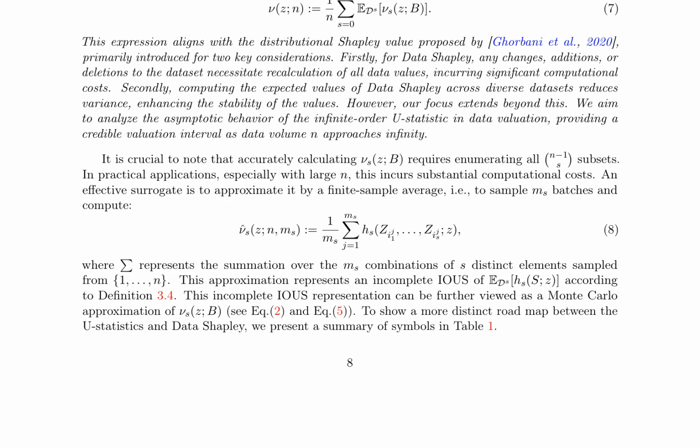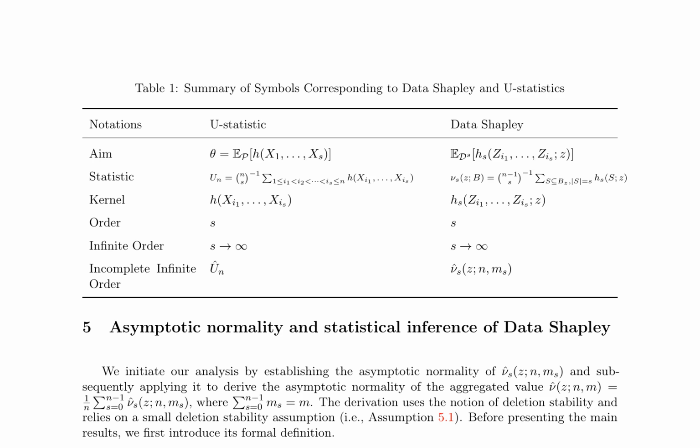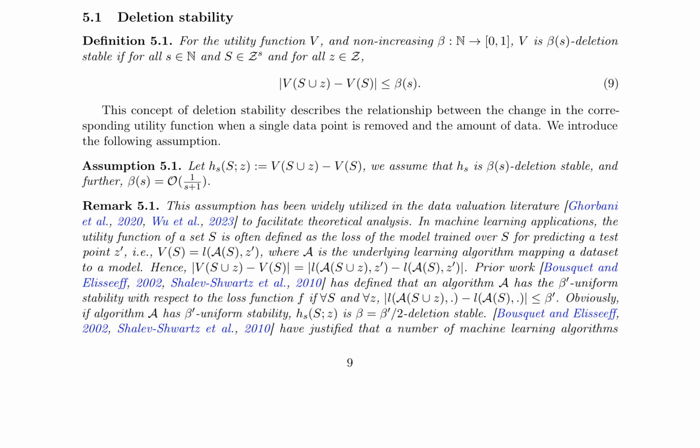The research paper focuses on establishing the asymptotic normality of Data Shapley, a crucial concept in data valuation that quantifies the contribution of individual data points to model performance. It introduces a new parameter gamma, which is essential for establishing this normality and facilitates the construction of confidence intervals and hypothesis testing. The authors define the Data Shapley and its corresponding statistic, emphasizing their relationship with the utility function in deletion stability, a widely used assumption in the data valuation literature.